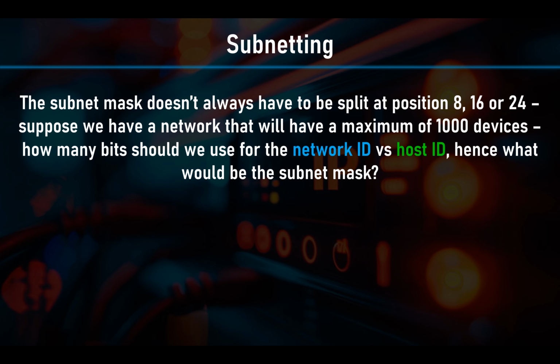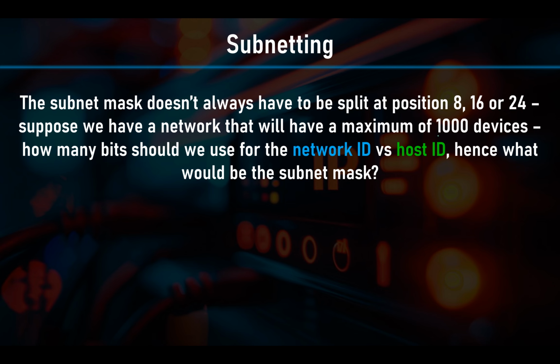Another advantage, same as CIDR, classless inter-domain routing: the subnet mask also doesn't have to be split at positions 8, 16, or 24. Suppose we have a network that will have a maximum of 1,000 devices. How many bits should we use for the network ID, and how many bits should remain for the host ID? Hence, what would the subnet mask be? I would say pause the video and try to do this yourself.